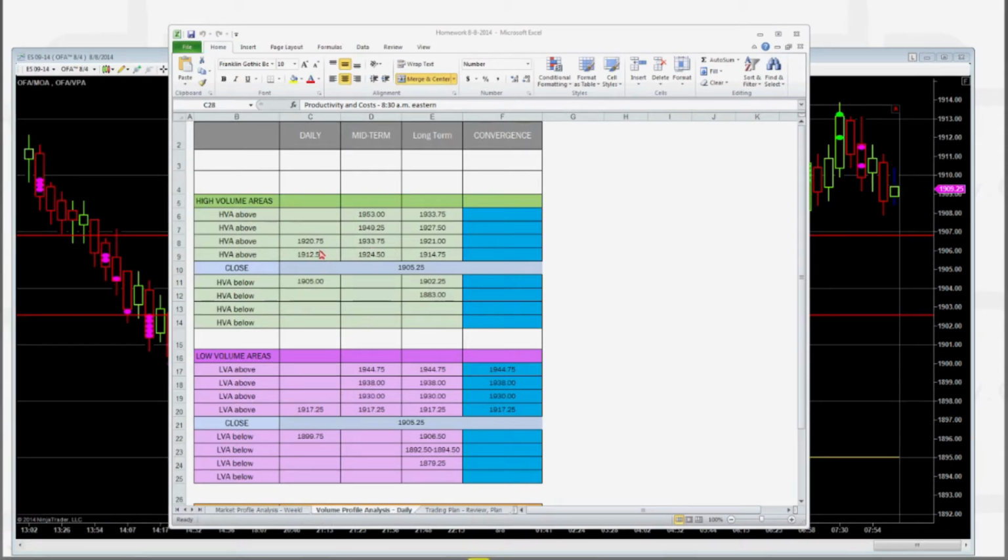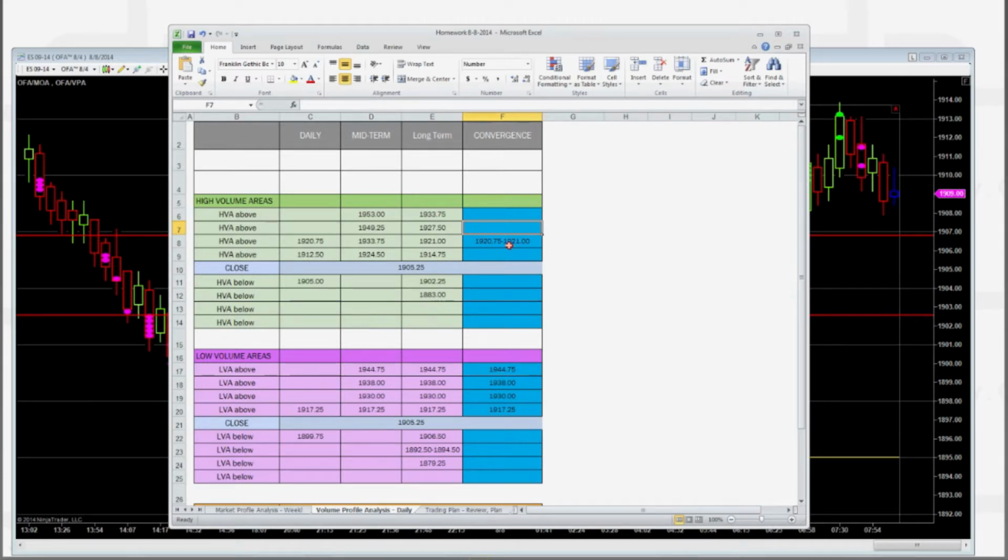And what I'm starting to look for across these things is confluence. I'm looking to see where the daily, and right now this is the same, they start lining up, and where I have agreement, and that could be within a point, especially with the high volume areas. So right here at 2075 and 21, that is agreement to me. That's close enough. So what I would put in here is 1920.75 to 1921.